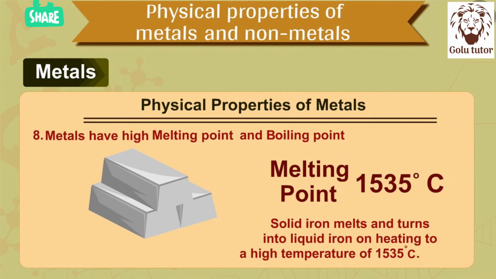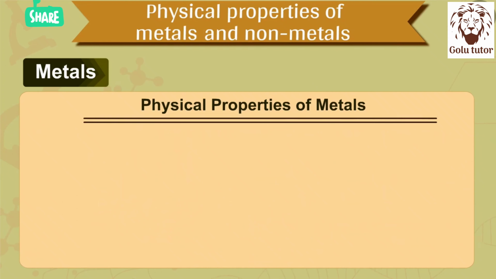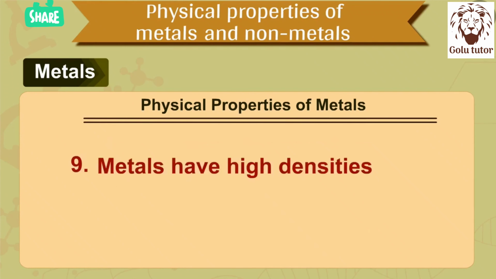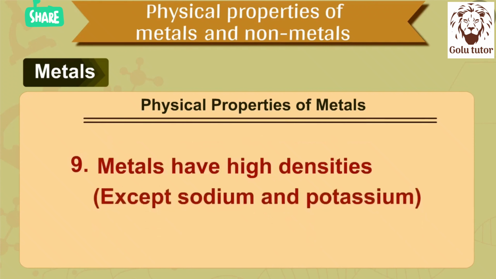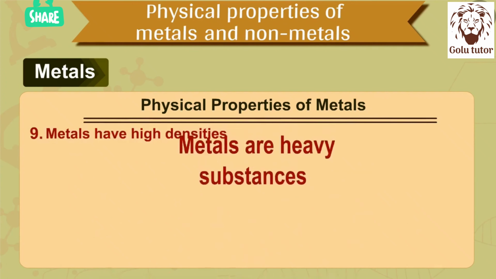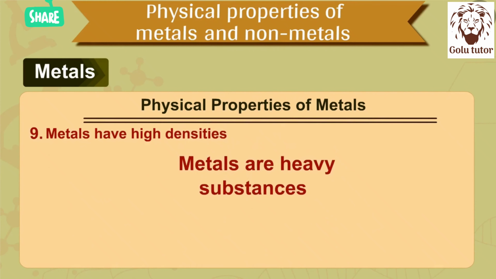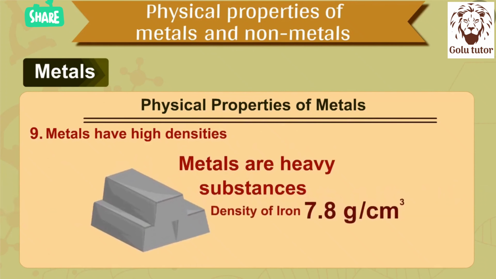Let's move ahead to the ninth property, which is that metals have high densities, except sodium and potassium. It means that these metals are heavy substances. For example, the density of iron is 7.8 grams per centimeter cube, which is quite high.